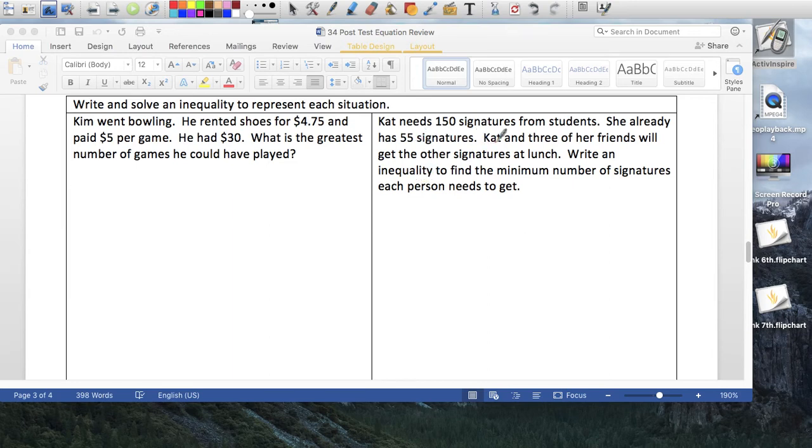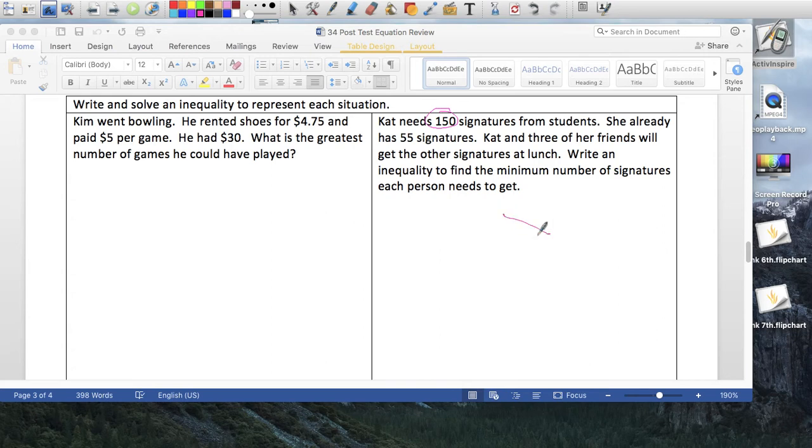Kat needs 150 signatures. Necesita 150 firmas de estudiantes. She already has 55 signatures. Ya tiene 55 firmas. She, Kat, and 3 of her friends will get the other signatures at lunch. Kat y 3 amigas van a coger las firmas de las otras personas en lunch. Write an inequality. Find the minimum number of signatures each person needs to get. ¿Cuál es el mínimo número de firmas que cada uno necesita para coger 150 firmas de estudiantes?